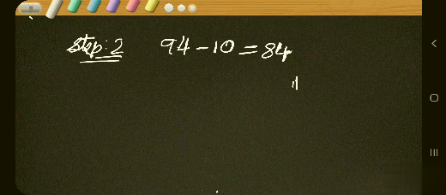Important, IMP. Important step. So we got number 84.